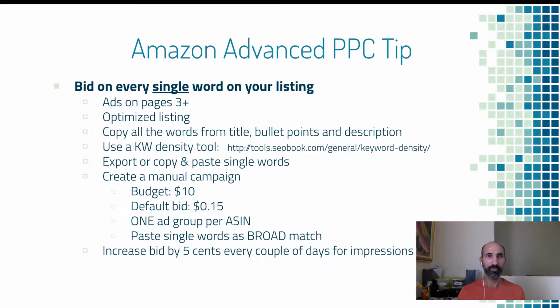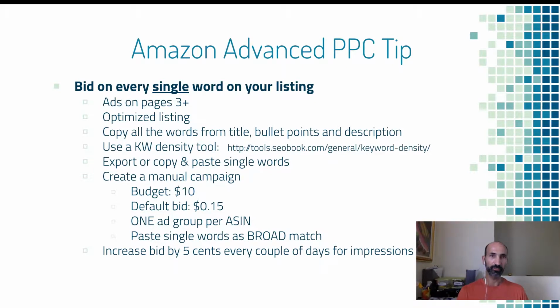So the steps are pretty simple. So what you do, you start off with an optimized listing. I'm sure most of you have at this point an optimized listing. So you basically copy the title, the bullet points, and the description, and you run that into a density tool. The one I've been using is right here. It's called SEO Book. It's free. I can put the link on the video description so you guys could try it out.